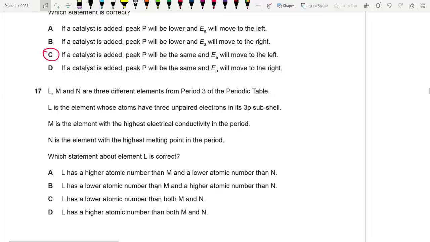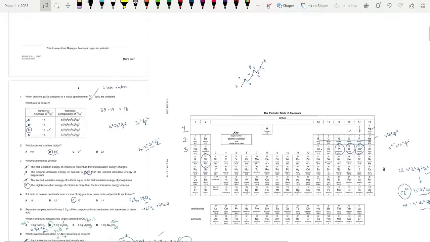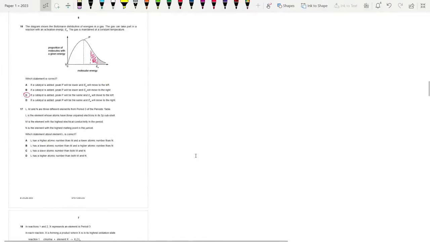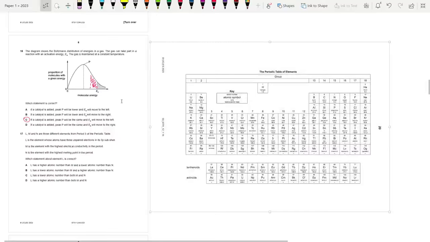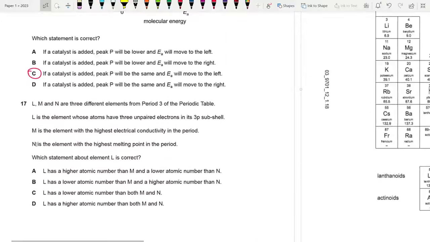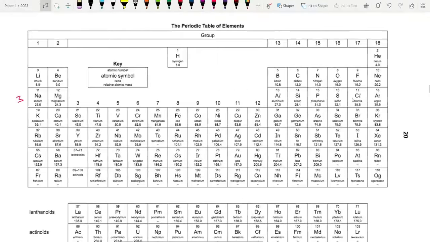L, M, and N are 3 different elements from period 3 of the periodic table. L is the element whose atoms have 3 unpaired electrons in its 3p subshell. Okay, let's bring the periodic table again. But yeah, I get why A was at 27. It is quite challenging, this whole paper. So in period 3, L is the element whose atoms have 3 unpaired electrons. This is L. Phosphorus is L.